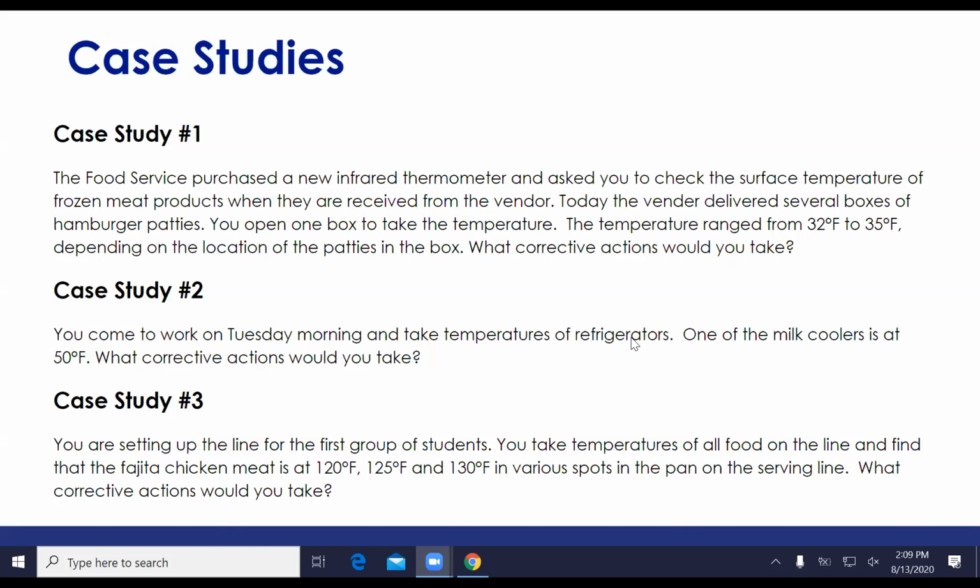Okay. The next case study. You come to work on Tuesday morning and take temperatures of the refrigerators. One of the milk coolers is at 50 degrees. What corrective action do you take? Any takers? I said this actually happened to me and I threw the milk out.